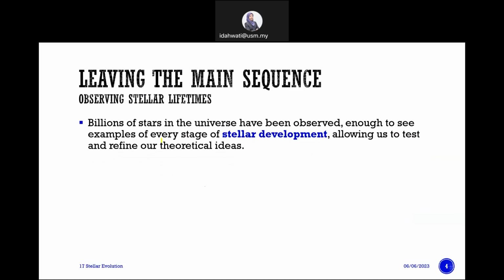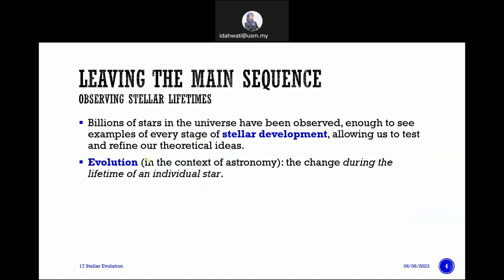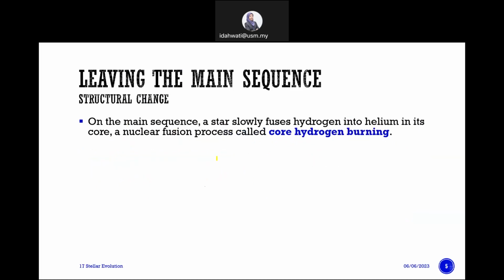Okay, so observing stellar lifetimes, billions of stars in the universe have been observed, enough to see examples of every stage of stellar development, allowing us to set and refine our theoretical ideas. So evolution is the change during the lifetime of an individual star.